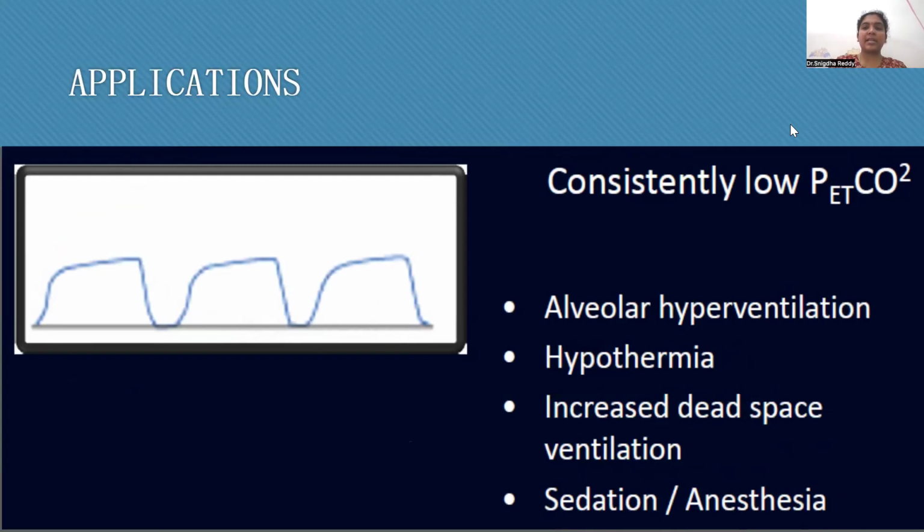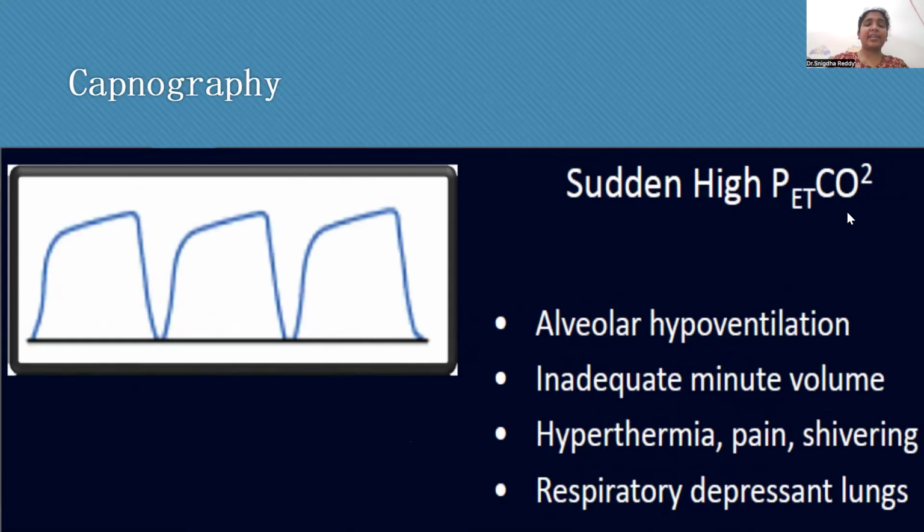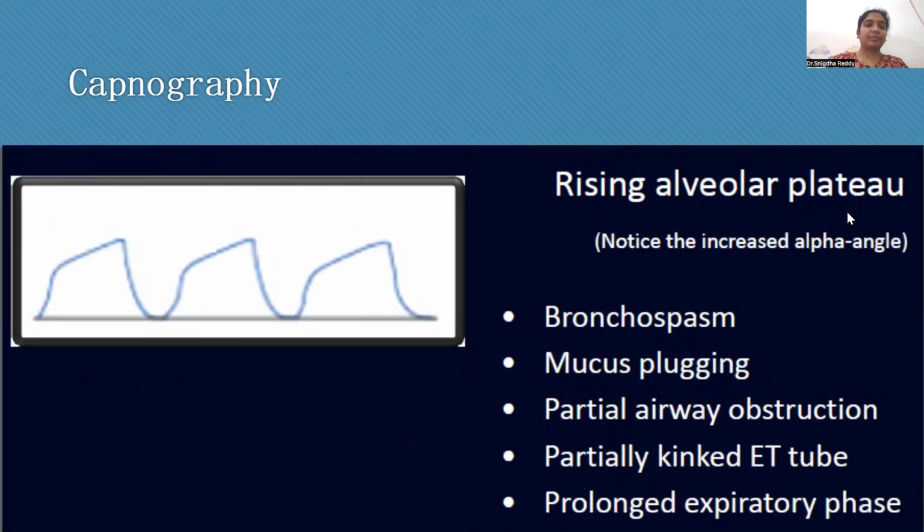Now, consistently low EtCO2 is because of alveolar hyperventilation, hypothermia, increased dead space ventilation, and also during sedation and anesthesia. Suddenly high EtCO2 is seen in alveolar hypoventilation, malignant hyperthermia, pain, shivering, and respiratory depression. A rising alveolar plateau, this typical shark fin appearance, will be seen in bronchospasm, mucus plugging, partial airway obstruction, a partially kinked ET tube, and prolonged expiratory phase. This is a typical shark fin appearance of a capnograph.